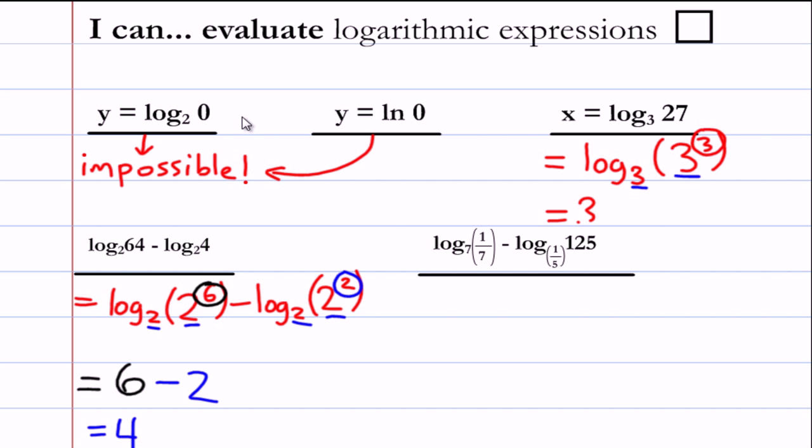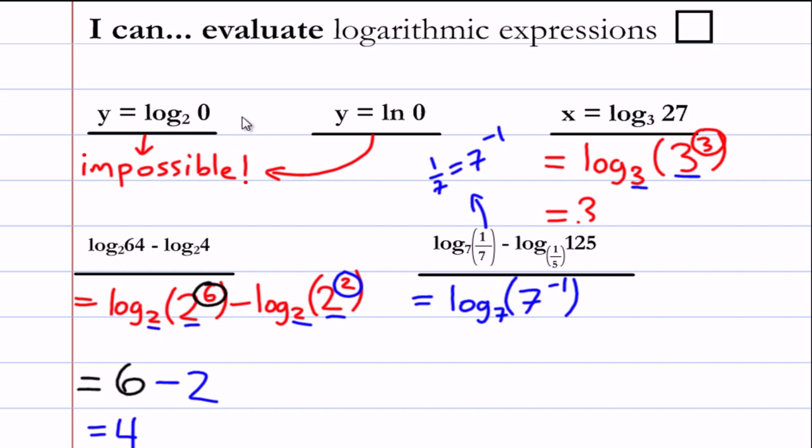Another example. Log base 7 of 1/7 minus log base 1/5 of 125. So we want to get the log base and the argument base to be the same. So in order to do that for the first term, well, you can express 1/7 as 7 to the minus 1. Those are the same, so 7 to the minus 1 is written there.